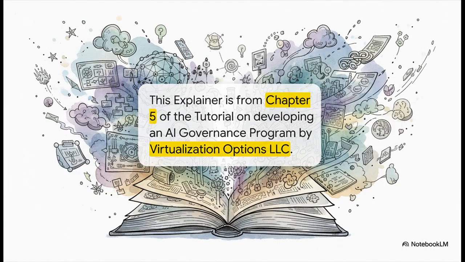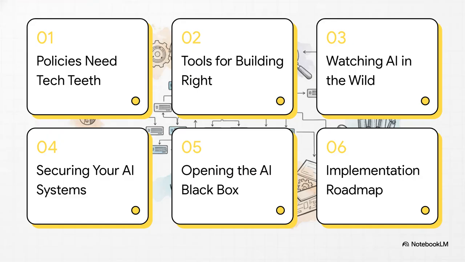And just a quick heads up before we really get going, everything we're talking about in this explainer comes straight from Chapter 5 of the tutorial on developing an AI governance program, which was put together by Virtualization Options LLC. We're going to cover a lot of ground pretty quickly here. First, we'll hit on why policies fail without the right tech. Then we'll look at the tools you need for development, monitoring, security, and explainability. And to wrap it all up, we'll lay out a practical roadmap you can actually use to get started.